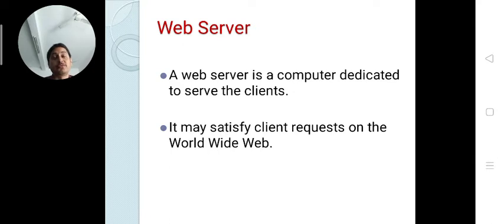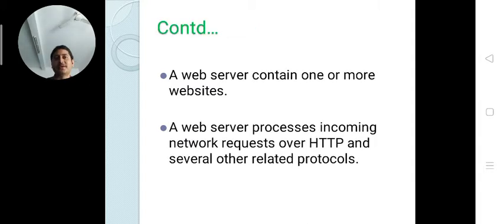Okay. So next is web server. If we know the server, we can easily identify a web server. A web server is a server. A web server is a computer dedicated to serve clients with web pages. It means a web server is responsible to listen and respond to queries related to the web, related to websites. It may satisfy client requests on the World Wide Web.